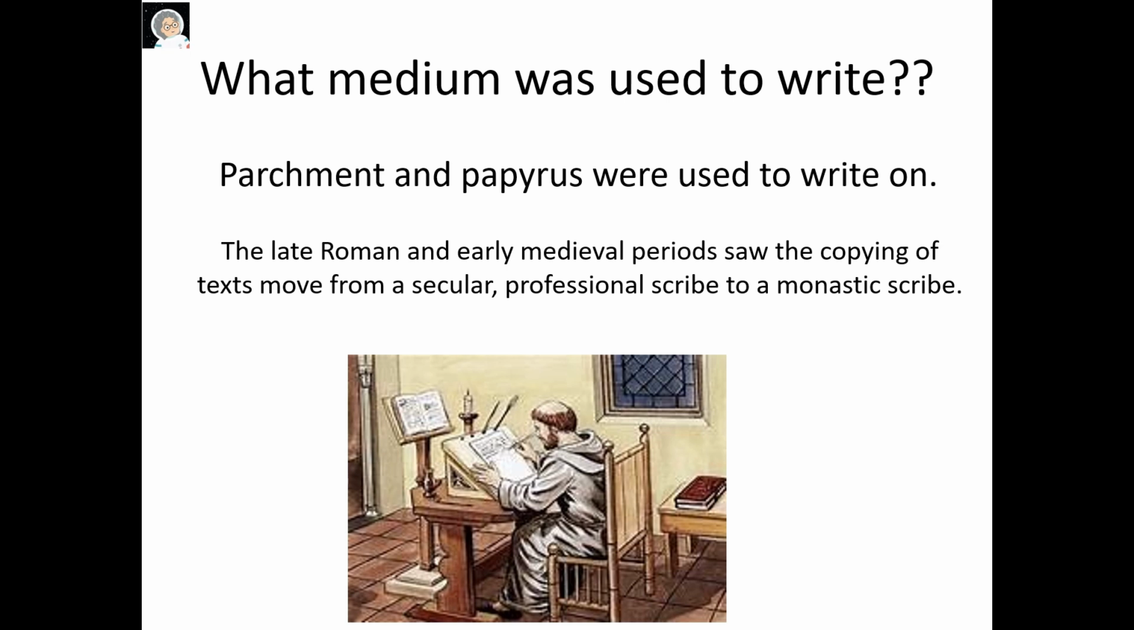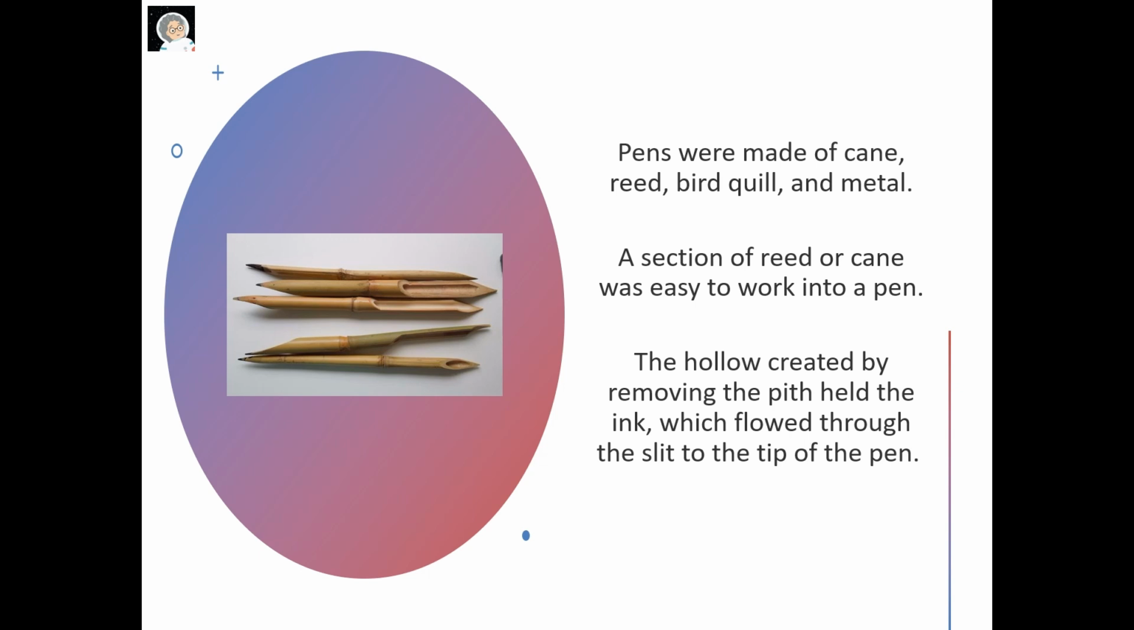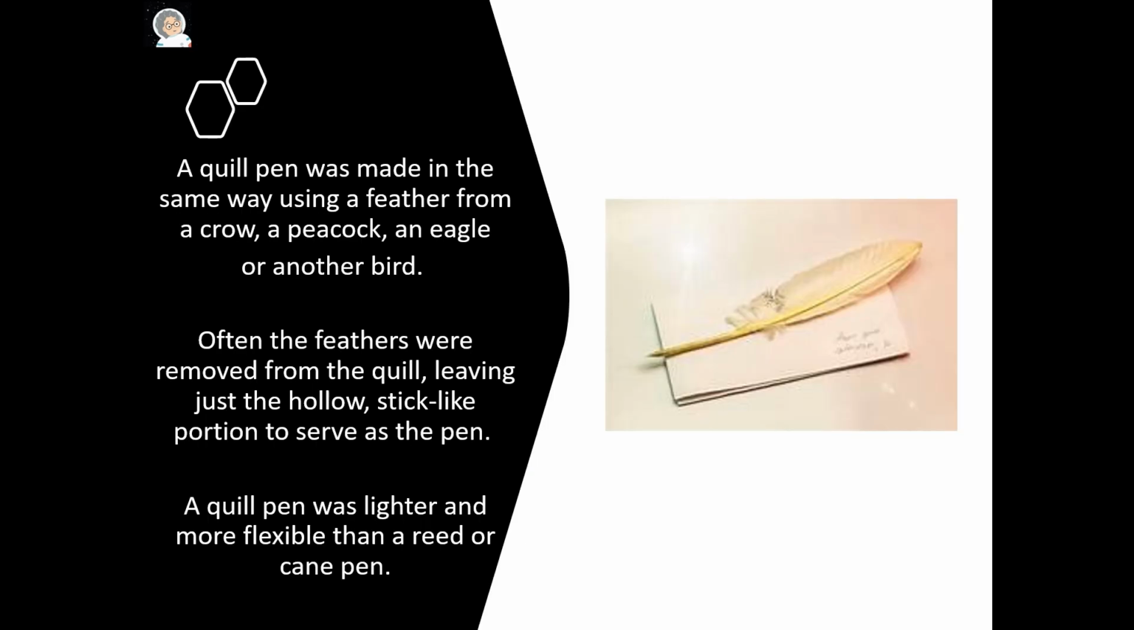The late Roman and early medieval periods saw the copying of texts move from a secular professional scribe to a monastic scribe. Pens were made of cane, reed, bird quill, and metal. A section of reed or cane was easy to work into a pen. The hollow created by removing the pith held the ink, which flowed through the slit to the tip of the pen. A quill pen was made in the same way using a feather from a crow, a peacock, an eagle, or another bird. Often the feathers were removed from the quill, leaving just the hollow, stick-like portion to serve as a pen. A quill pen was lighter and more flexible than a reed or cane pen.